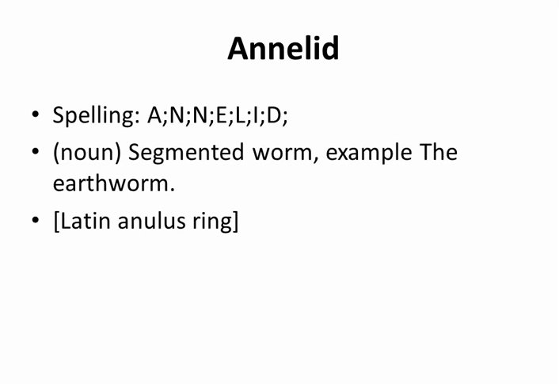Annelid. Spelling: A N N E L I D. Noun: segmented worm, for example the earthworm. Latin annulus, ring.